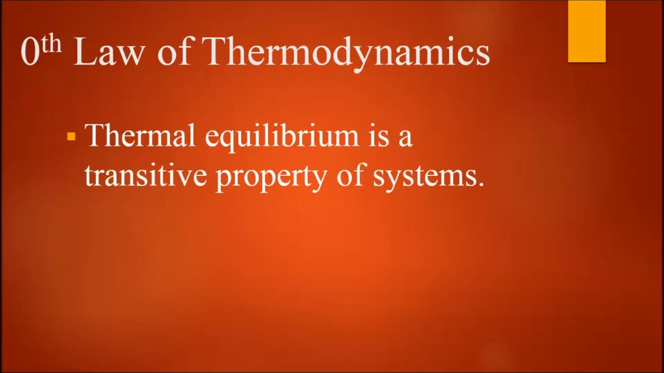The 0th law of thermodynamics states that thermal equilibrium is a transitive property of systems. That is, if two systems are in thermal equilibrium with a third system, then the two systems are in thermal equilibrium with each other. This is a law that allows us to take a measurable property of a given system and use it to construct a thermometer.